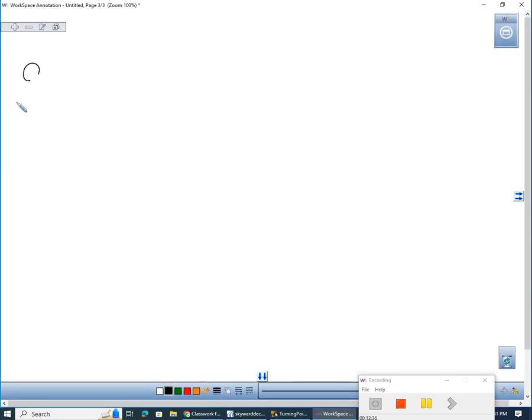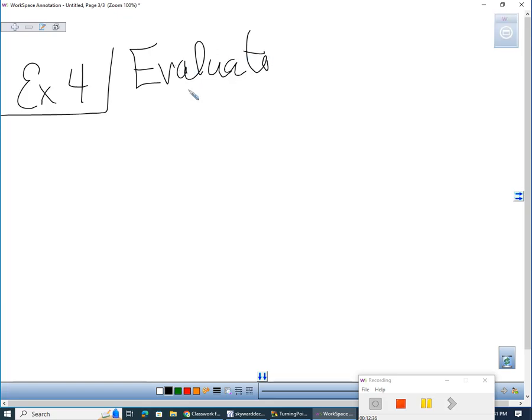Here's example number 4. All right, example number 4 says to evaluate. As soon as I say evaluate, what should that tell you we're going to have to do? Well, anytime we say evaluate, that means we're taking a value and putting it in and getting out, right? When we evaluate, you take a value and put it in. So I'm going to ask you to evaluate and write as an ordered pair.